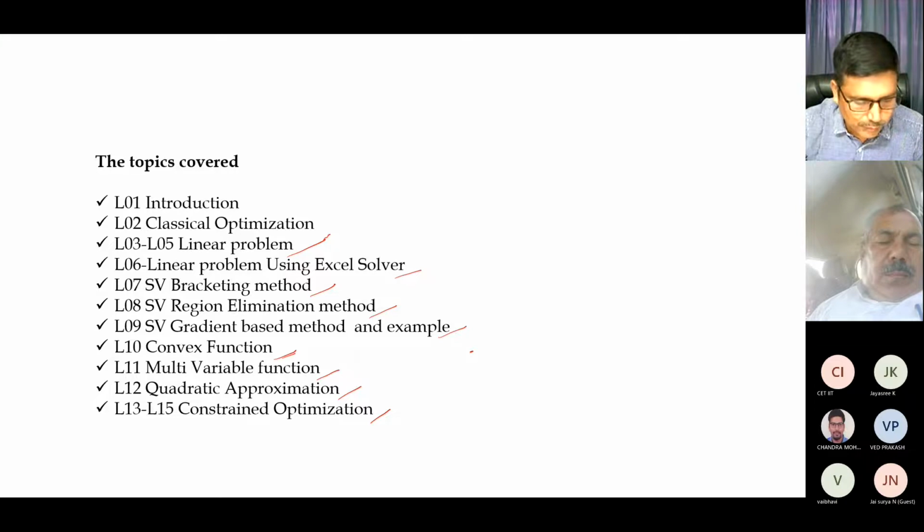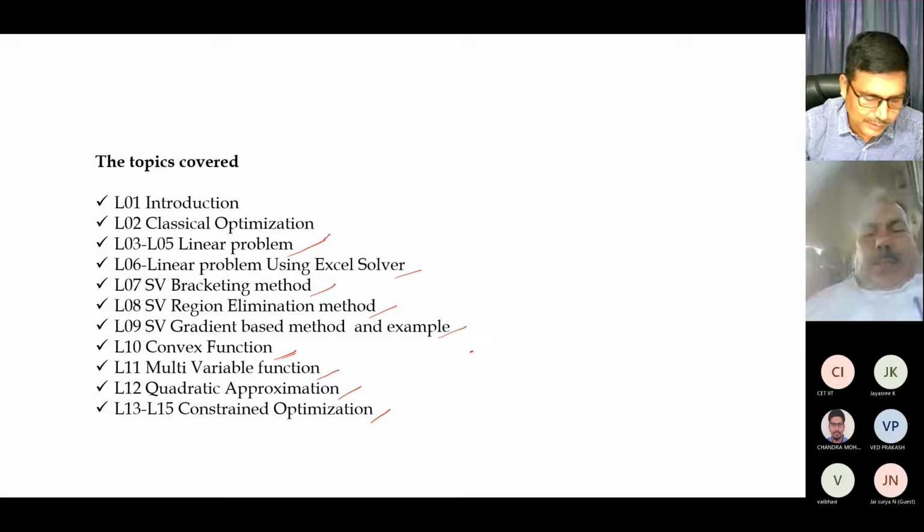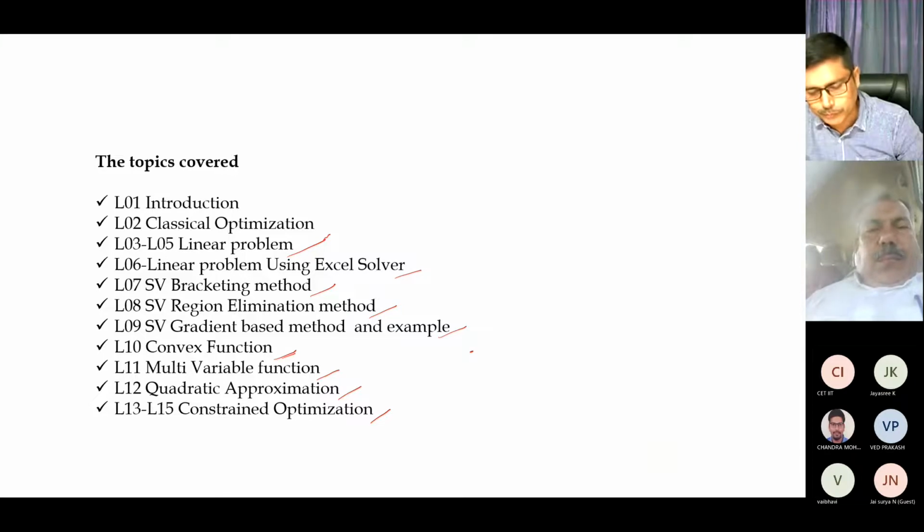So this is what we have discussed up to lecture 15, and in the next class we will start the non-classical optimization methods, but here we have almost covered the classical optimization part.